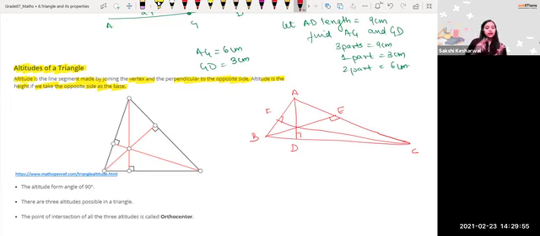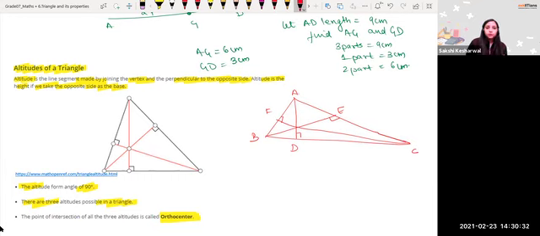Now again, we learned that we have three medians in a triangle. So how many altitudes do we have in a triangle? We have three altitudes in a triangle, right? Now you will say that altitude means they make 90 degrees, right? The altitudes form an angle of 90 degrees. The point of intersection or the point of concurrence of the three altitudes is known as the orthocenter, right?